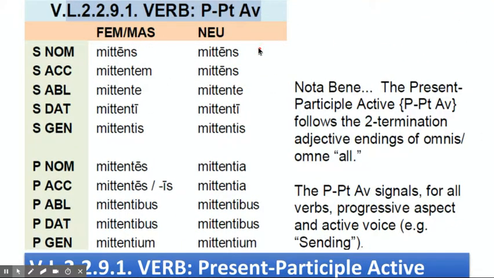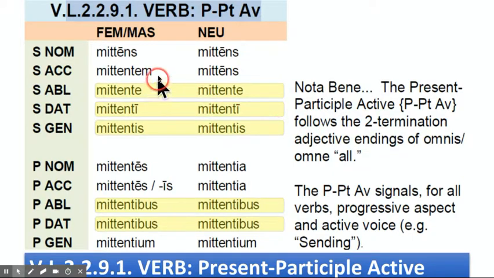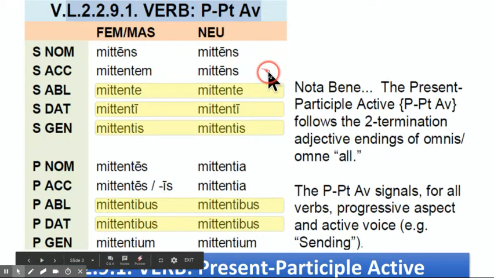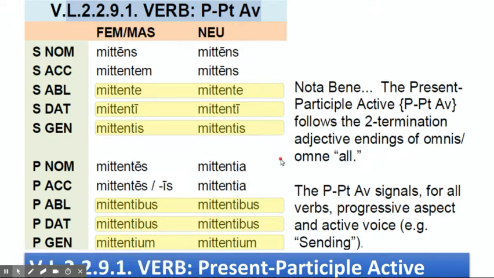You're dealing with the present participle. The present participle active is only going to occur in two termination adjectives like omnis, omne, which of course is like third declension i-stem neuter, for the most part, except for the ablative e. But for the most part, rather straightforward. It's going to be a verb acting like an adjective, modifying a noun. It only has one aspect, which is progressive, -ing, and active voice. There are no tenses in the participle. Only the indicative has tense. Why is it called present participle? It's formed off the present stem.